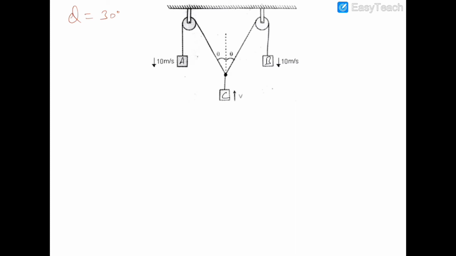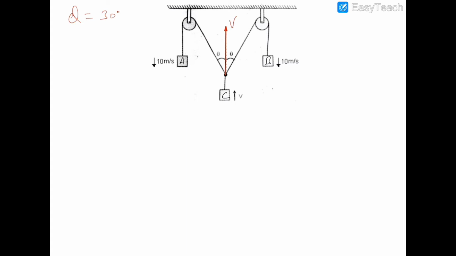Now we have to find out the velocity of C, with which it is moving in upward direction at an instant when this theta is 30 degree. So this theta is variable, but at this instant of time it is 30 degree, and at the same instant we have to find out the velocity of block C. So we are applying our concept that we have to resolve the velocity of block C along the ropes. So if this velocity is like that, it is v.